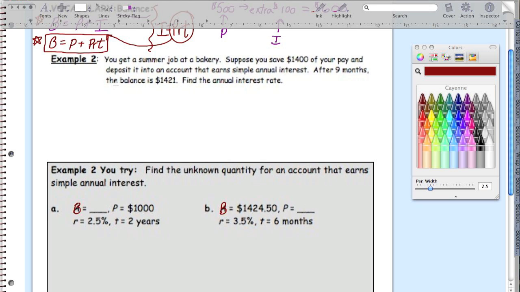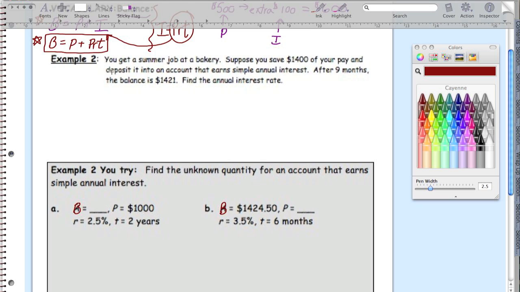It goes along. All right, example 2. You get a summer job at a bakery. Suppose you save $1,400 of your pay and deposit it into an account that earns simple annual interest. After 9 months, the balance is $1,421. Find the annual interest rate.